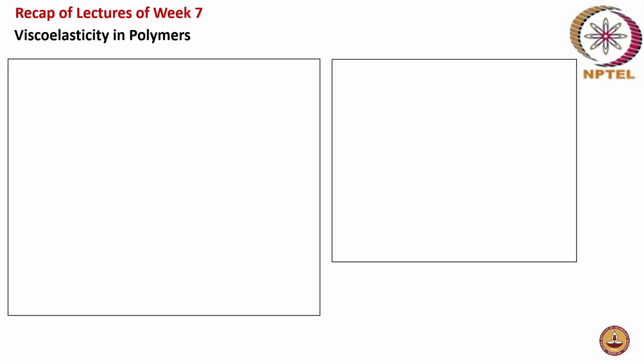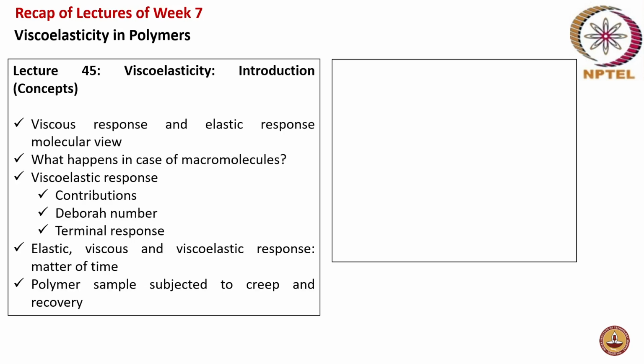So let's have a brief recap of lectures of week 7. Week 7 lectures were based on viscoelasticity in polymers. Lecture 45 was on viscoelasticity and introduction. This was a concept based lecture. An introduction to what is a viscous response, elastic response, and its molecular view, and what happens in case of macromolecules. So, what is a viscoelastic response? What are the contributions? And then the definition of Deborah number, and what is a terminal response?